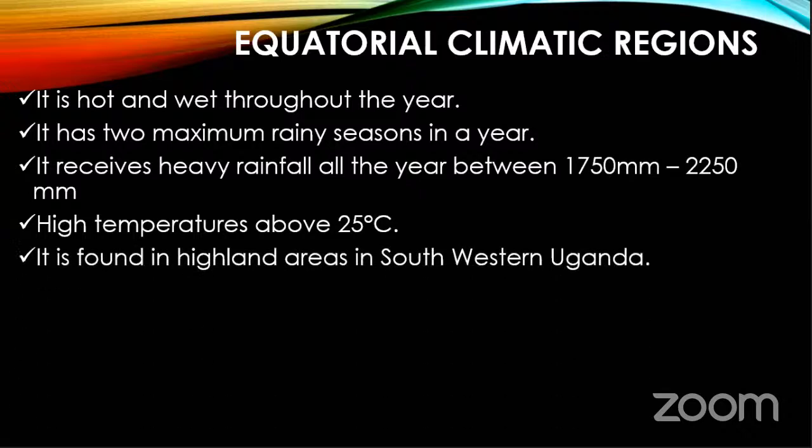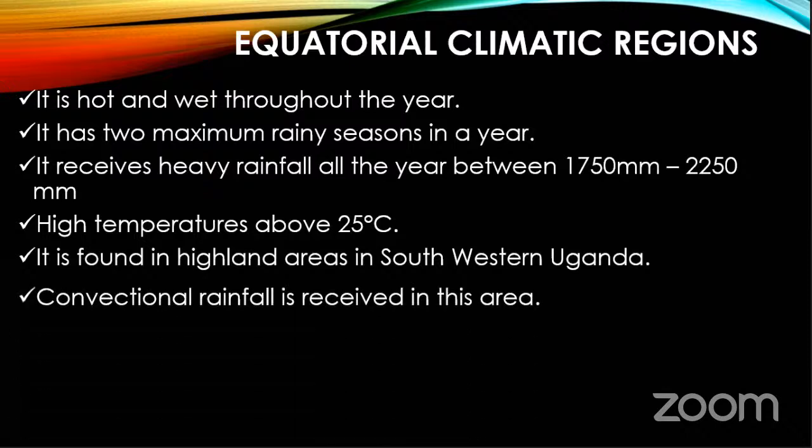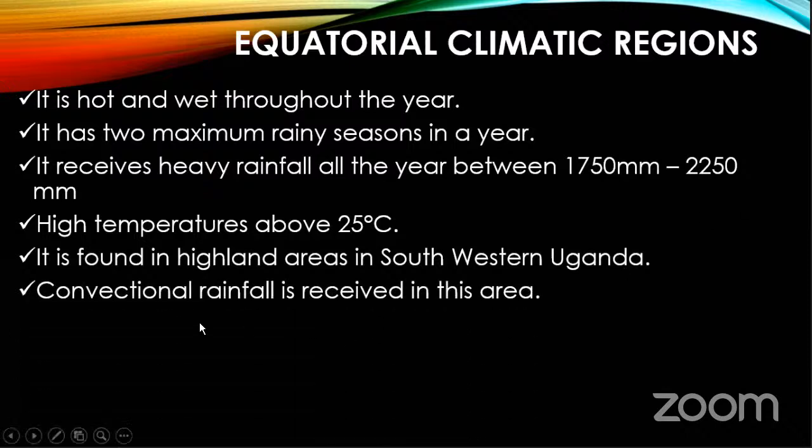It is found in the highlands areas of South. Convectional rainfall is received in this area. You know the types of rainfall: relief and convection and frontal. You know the different types and how they are formed.